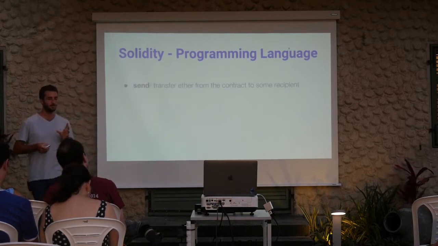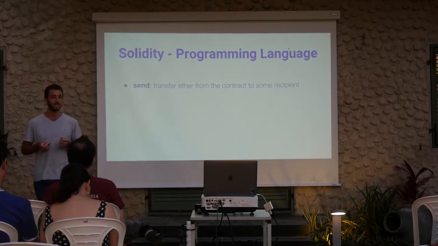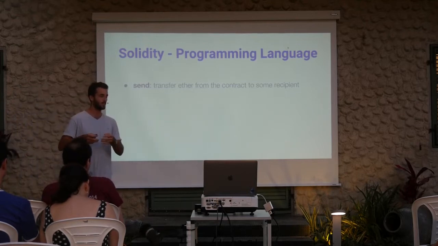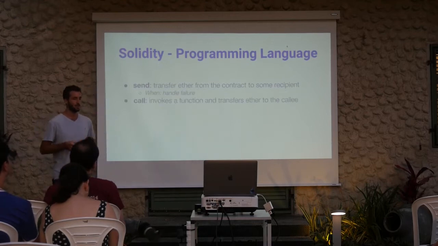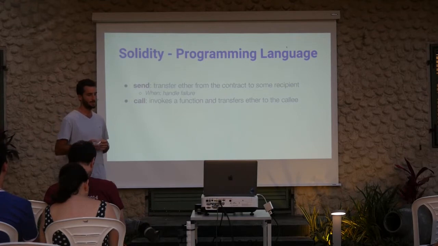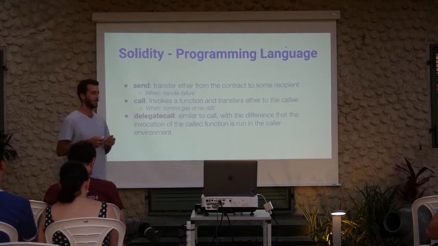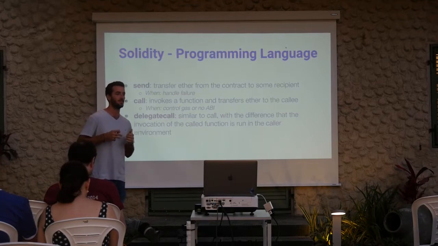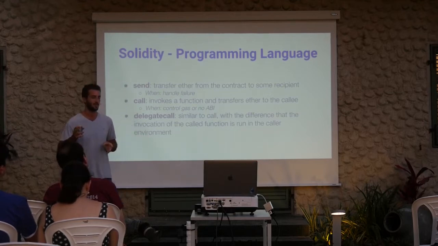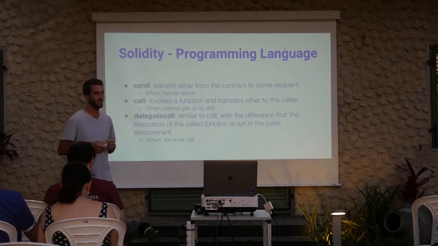I just want to explain three built-in functions in Ethereum. The first one is send. Send is used to transfer Ether from a contract to someone. The second one is call. Call invokes a function on a contract and transfers Ether. The last one is delegatecall, which is similar to call. However, the environment is the callee environment, so if I use this, it will refer to the callee and not to the contract. This is not so important, just know that we have those three functions, and we will use them later on.